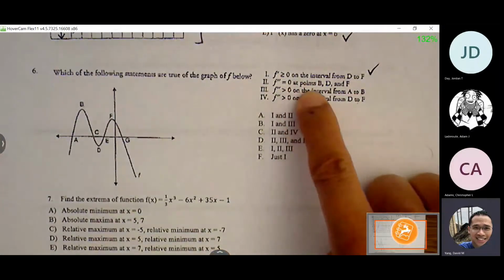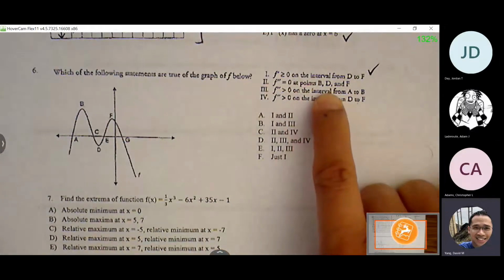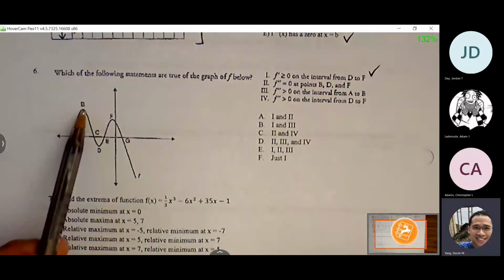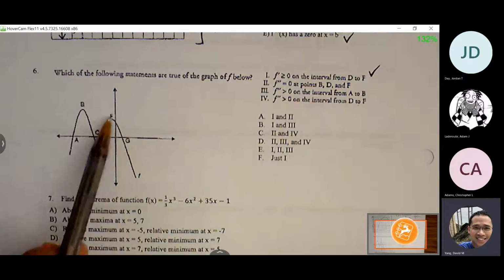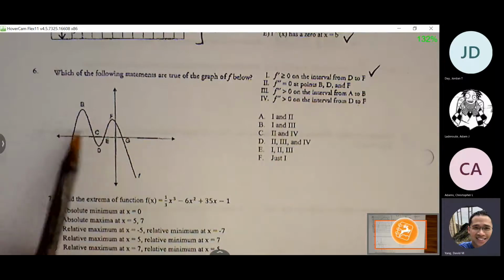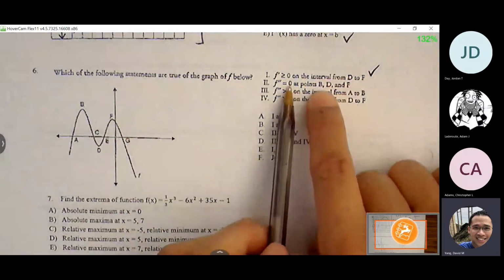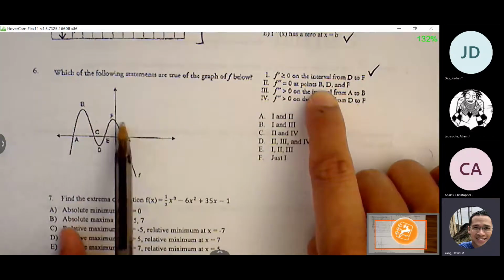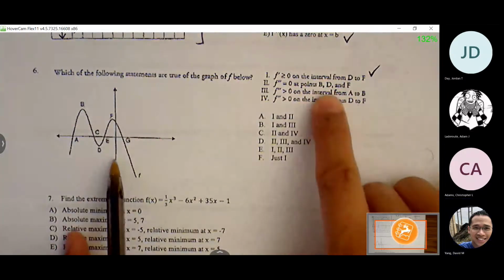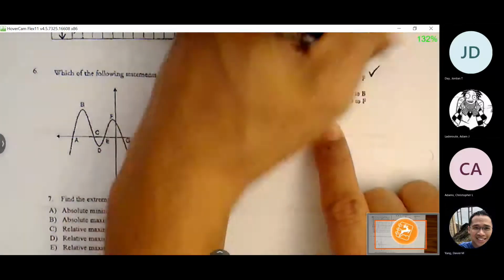F double prime is 0 at points B, D, and F. That's not true, right? F prime is 0, but not F double prime. F double prime 0 is probably more like at C and E, right? This is talking about points of inflection, and that doesn't line up with B, D, and F. This is false.